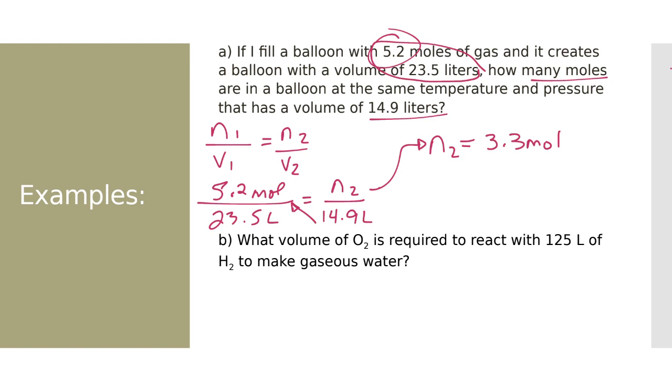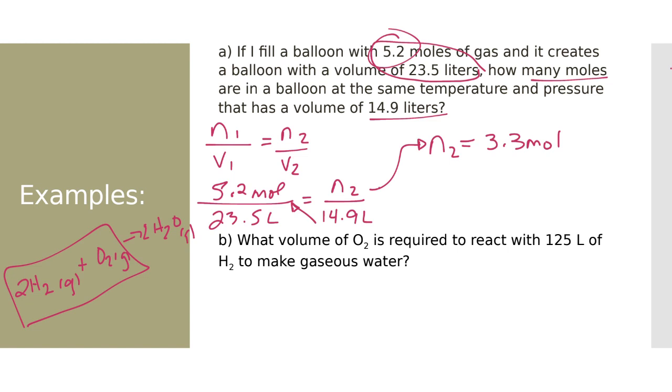The next example says what volume of oxygen is required to react with 125 liters of hydrogen to make gaseous water. So here, when you realize you're dealing with a reaction, all you've got to do is write out that balanced equation that we saw on the previous slide. So you'd have 2 moles of hydrogen reacting with 1 mole of oxygen to make 2 moles of H2O. And again, this only works if all the states are gases. So we're looking at this relationship right here. It's a 2-to-1 relationship. So you could solve this a couple of different ways.